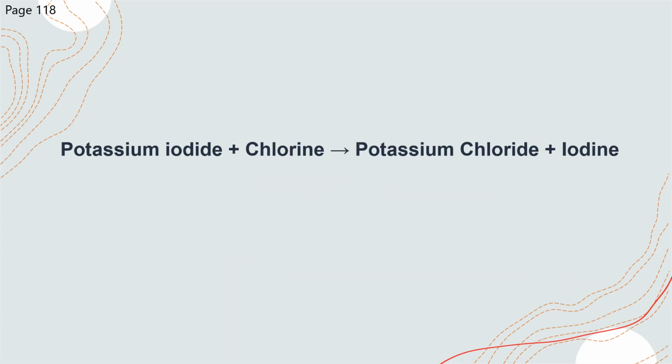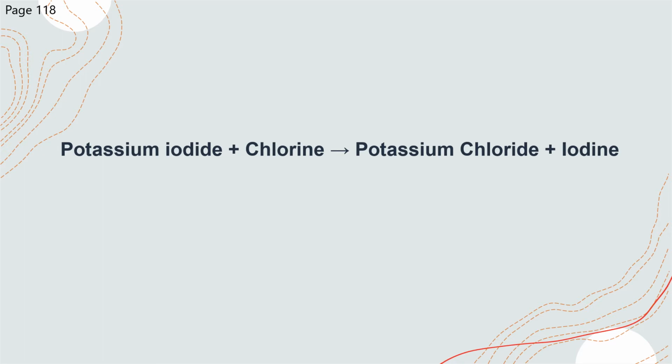We're moving on to page 118 now, and we're looking at the equation at the top. The equation is potassium iodide plus chlorine produces potassium chloride plus iodine. Now, we can see displacement here. Look, the compound has changed. Chlorine has displaced iodine because it is more reactive. So the chlorine ends up in the stable compound and the iodine ends up by itself. So the least reactive halogen always ends up alone at the end.